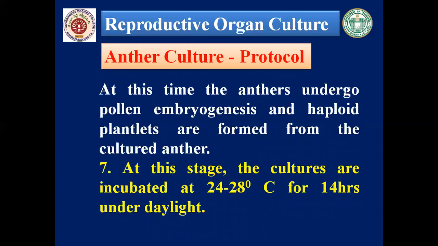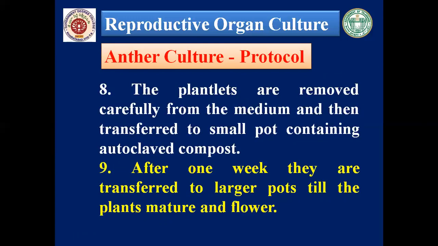So after the pollen embryogenesis process has taken place and organs are forming, the environmental conditions have to be changed: not in the dark, now it should be under daylight for 14 hours at 24 to 28 degrees centigrade. Next, the plantlets are removed carefully from the medium and transferred to small pots containing autoclaved composting soil, and there we place them in greenhouse conditions. This stage is known as acclimatization or the hardening process.